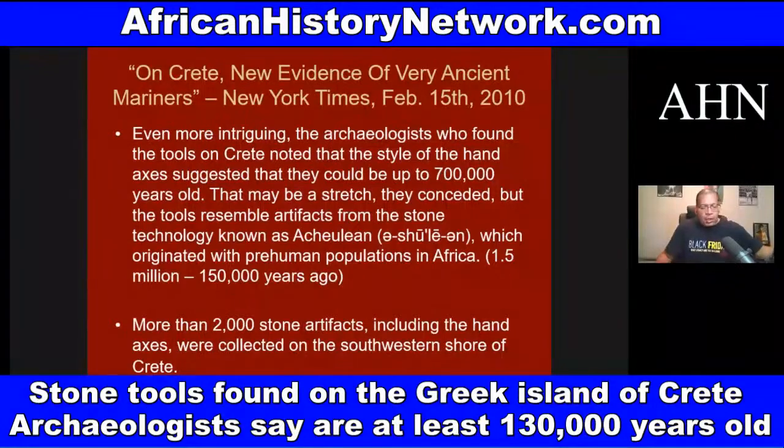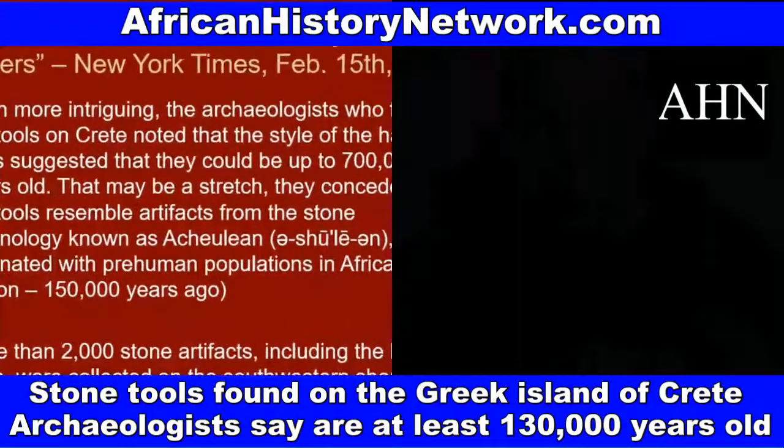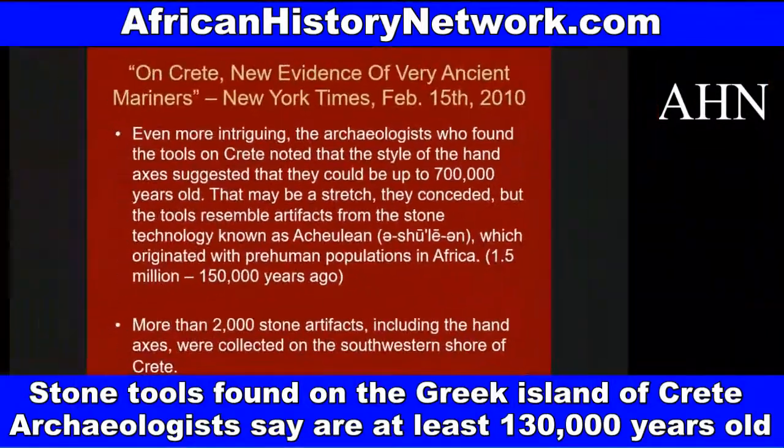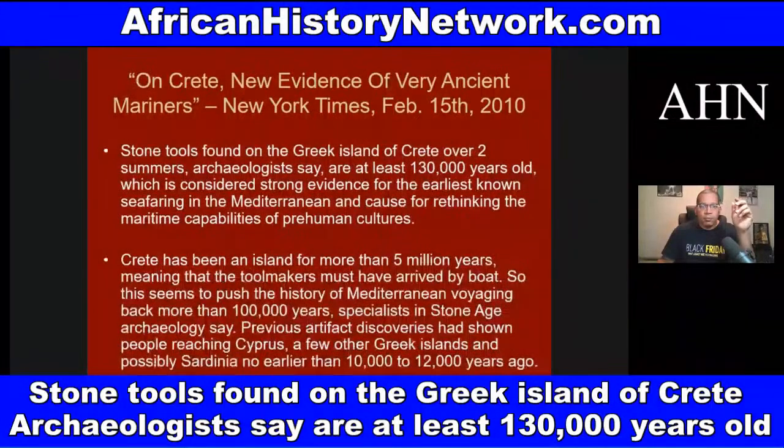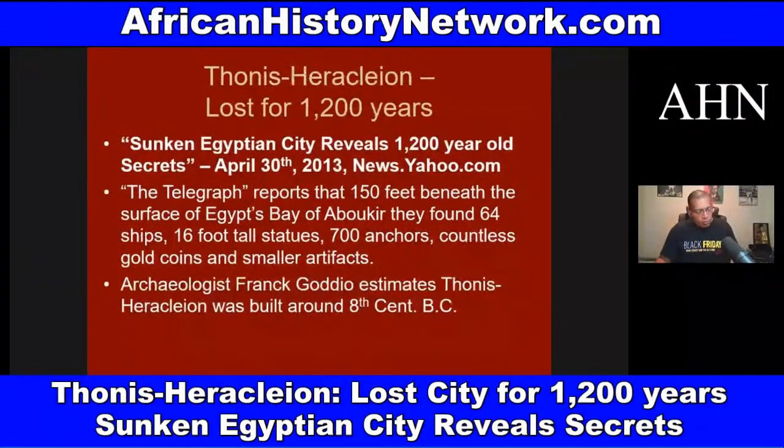Now, more than 2,000 stone artifacts, including the hand axes, were collected on the southwestern shore of Crete. So this was not one or two artifacts that they found. Okay, this was over the course of 2 summers, and they found more than 2,000 stone artifacts, including the hand axes. So once again, these artifacts that they found are at least 130,000 years old. Okay, so we know at least 130,000 years of our history has been stolen, and you've had a lot of our scholars saying for years that Homo sapiens, modern man, are at least 300,000 years old, not 75,000 to 100,000 years old. Okay, and when we see archaeological discoveries like this, and then also the one from Morocco from June 2017, this helps confirm that.